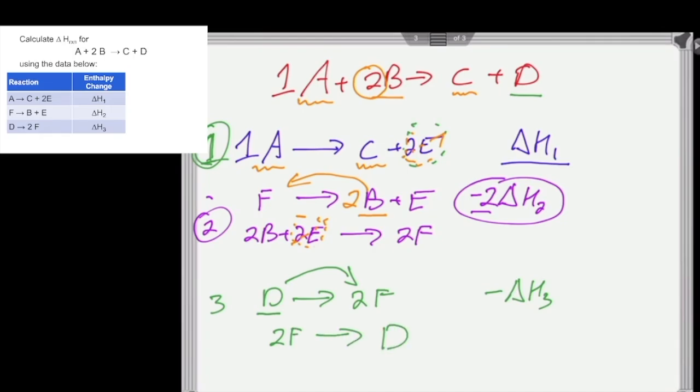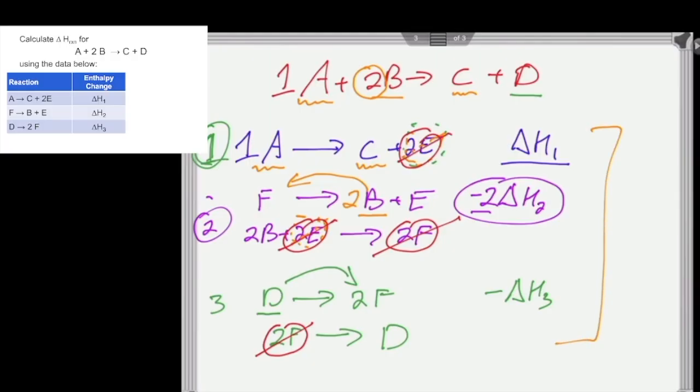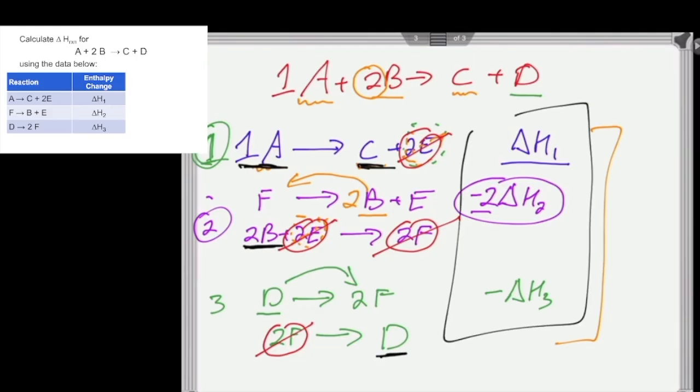And again, once we're set up here, that 2F is a starting material here. It's a product over there. This 2E is a starting material and a product. If we were to sum these 3 equations together and cross off things that are on both sides, starting material and product common, what we are left with is 1A, 2 B's makes a C and a D. We have the right chemical equation. The overall delta H of this reaction as summed by these 3 would be delta H of number 1 minus 2 delta H number 2 minus delta H number 3.